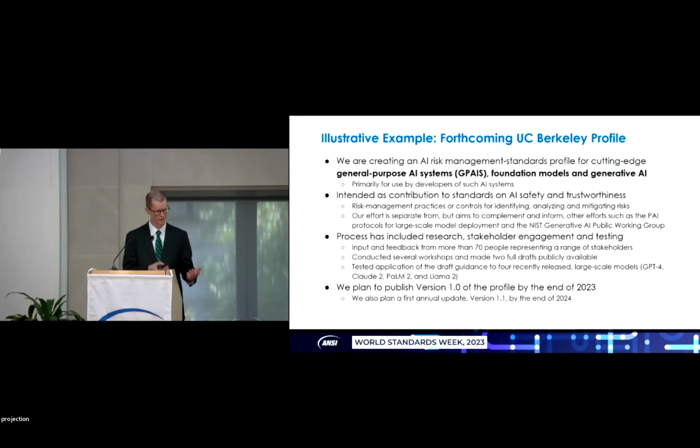My colleagues and I have been working to develop an AI risk management standards profile or supplementary guidance document for use by developers of cutting-edge large language models or other general purpose AI systems and generative AI. We're about a year into this multi-stakeholder engagement effort. We've had a couple of workshops. We've made a couple of full drafts publicly available on our project website in order to get feedback. We've done some testing within our team, applying this guidance to some examples of large language models. And we're on track to publishing version 1.0 of this by the end of this year. Actually, next month is when we're targeting to do that. We're also planning a first annual update, version 1.1, by the end of next year.